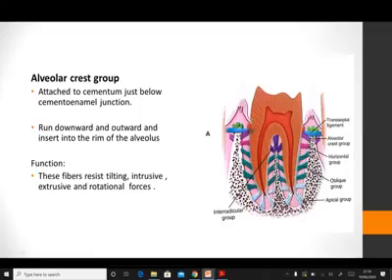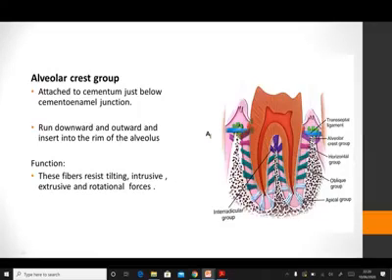This is your cemento-enamel junction. So it is attached to cementum. This purple thing is the alveolar crest. It is attached to cementum on one side just below the cemento-enamel junction, and from there it is running downwards and it is attached to the rim of the alveolar bone, the alveolar crest. So this is your alveolar crest group. The alveolar crest group is attached to cementum just below the cemento-enamel junction on one side, and from there it runs downwards and outwards and inserts into the alveolar crest.